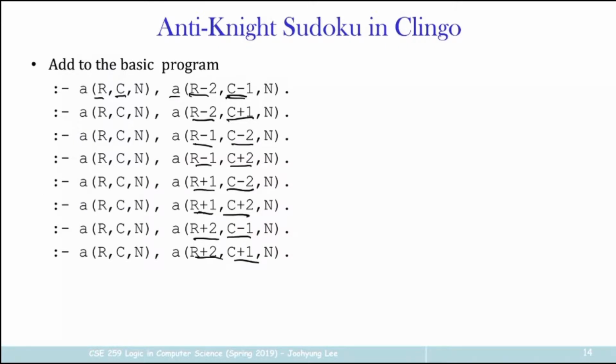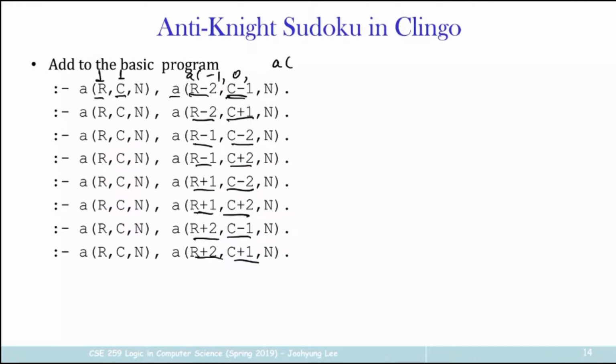One question that you might ask is, what if R is 1, 1? Then what is R minus 2? It's actually A of minus 1 and C of 0. Do we have such a position? No. But do we care? We don't need to care because A minus 1, 0 will not be given as a fact. So this rule will never be violated.